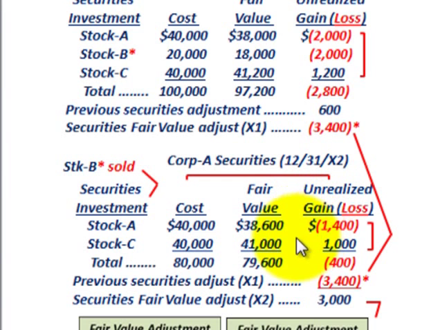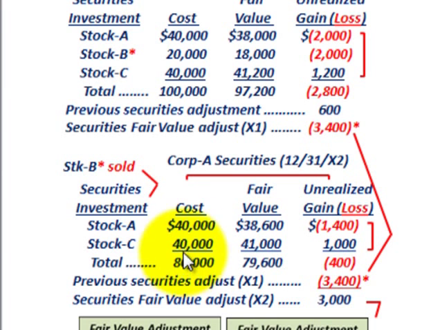So we have to go through the same mechanics here to determine any unrealized gains or losses, and we can do it on an individual basis here. Stock A, 40,000, fair value 38,600, so fair value is less than cost. So again, here's where you're going to have a $1,400 loss. Stock C, fair value is 41,000 versus the cost of 40,000. So here you're going to have an unrealized gain of $1,000.